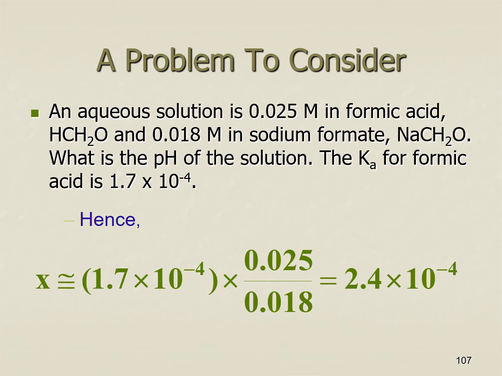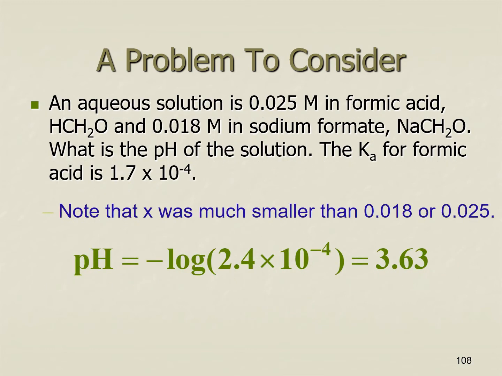So in fact, it is very small compared to the other two numbers. Small enough that we can ignore it. So x equals 2.4 times 10 to the minus 4. We know that x is also equal to H3O plus. So we can plug it in our pH equation. pH is negative log 2.4 times 10 to the minus 4, so pH is 3.63.